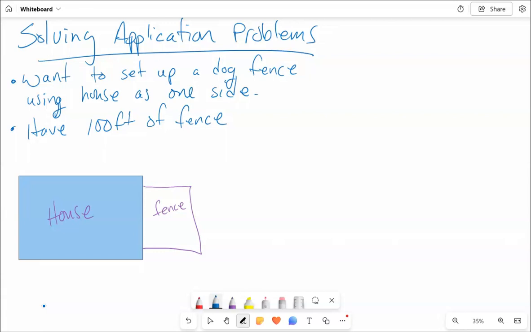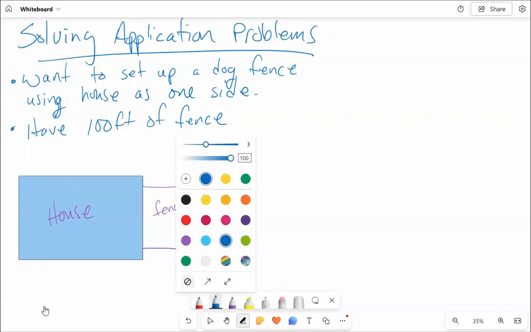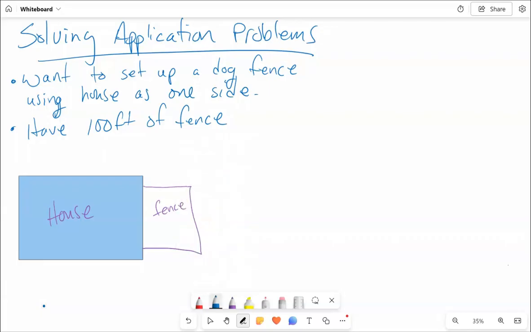Anytime you're solving application problems, or just solving math in general, it's always a good idea to have some type of visual representation, because it helps our brains understand what we're trying to solve when we can see it. We just seem to process that a little bit better. So you can see we have our house set up and we're going to have the fence on one side of our house. The question we're trying to solve here is, how can we design the dimensions of the fence to have the greatest area possible? What are the dimensions of the fence that will create the greatest area?